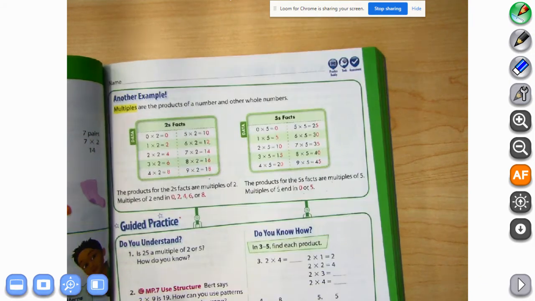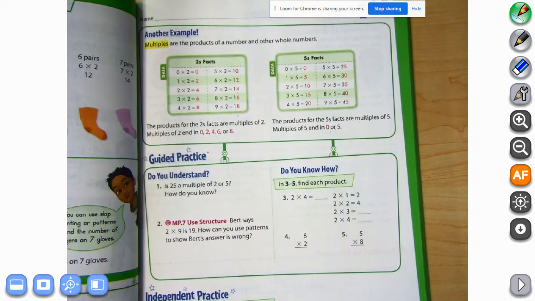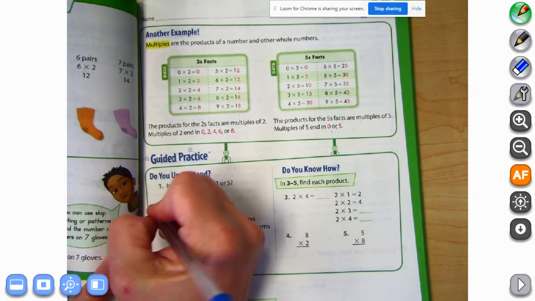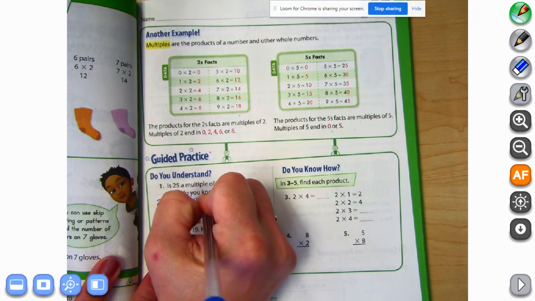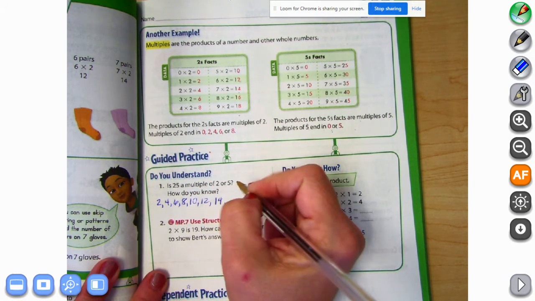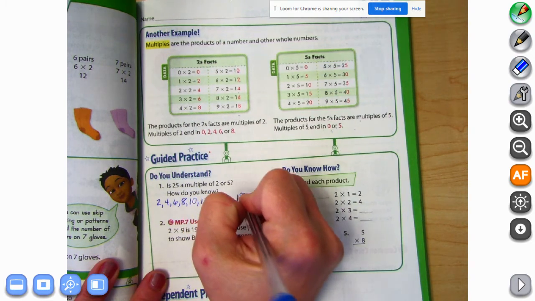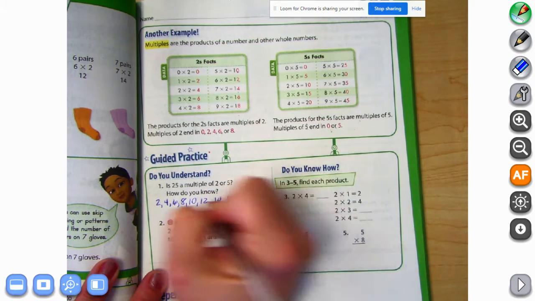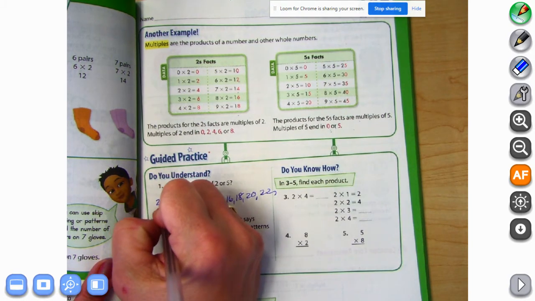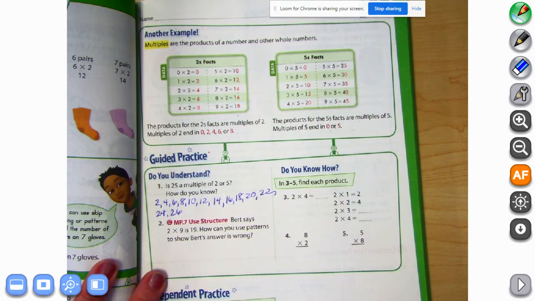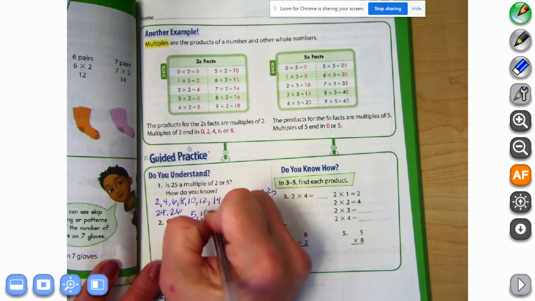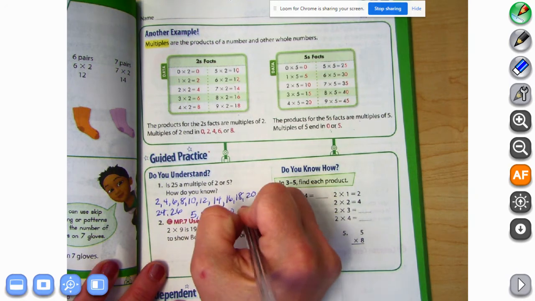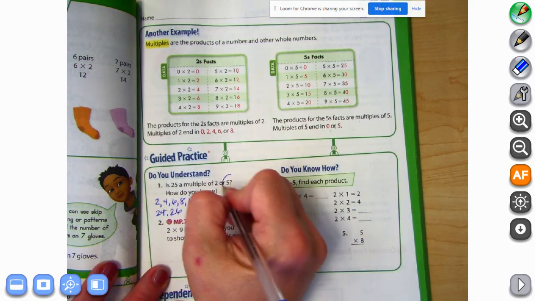Okay, we're going to go to guided practice. It says, is 25 a multiple of 2 or 5, and how do you know? All right, let's count by 2's. 2, 4, 6, 8, 10, 12, 14, 16, 18, 20, 22, 24, 26. So 2's are not it. How about 5's? Let's try 5's. 5, 10, 15, 20, 25. So it would be in 5.